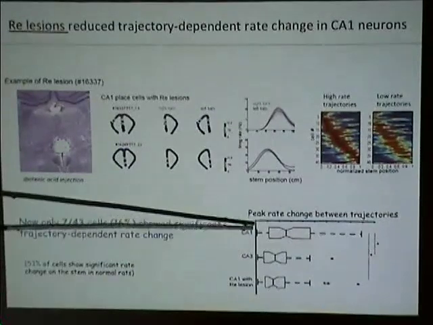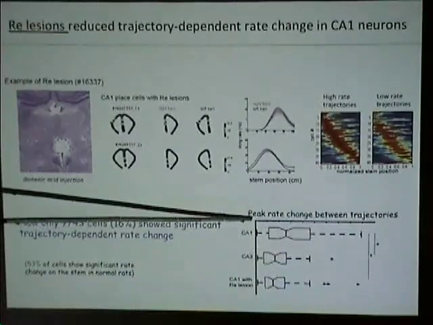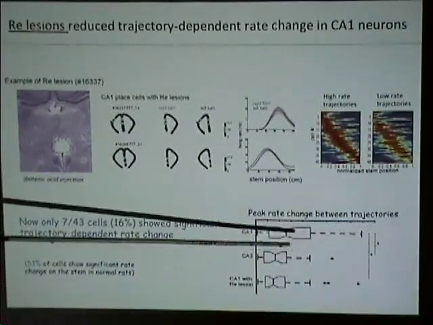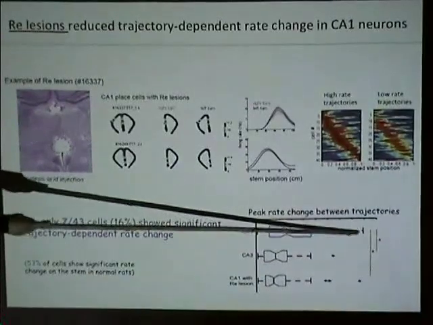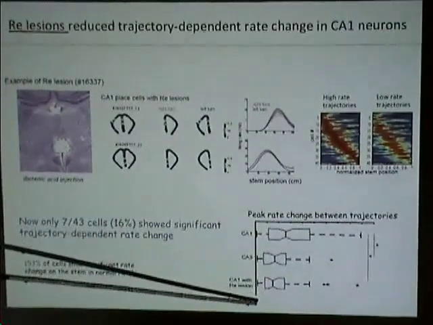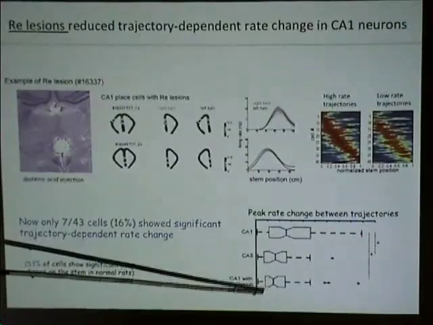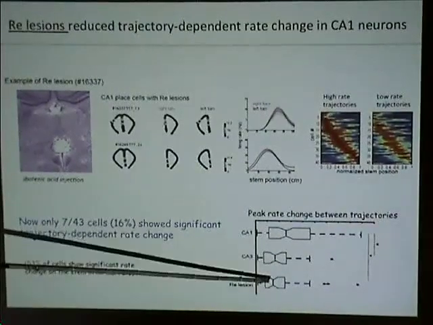So this is shown with a box plot here. This is the peak rate from 0 to 100% change. In CA1, this is the full range, whereas in CA3 it's low. And if you make a lesion in the reunion, CA1 also drops to CA3 level.